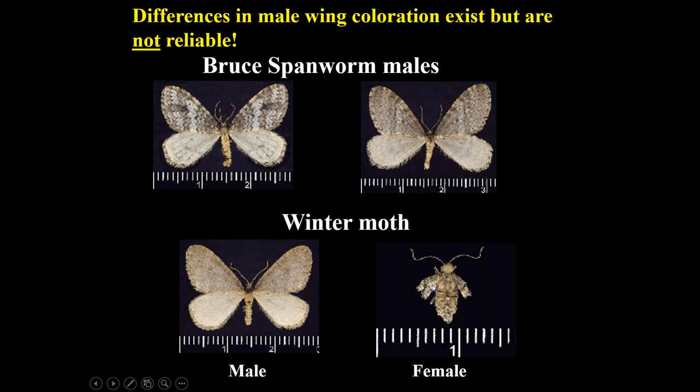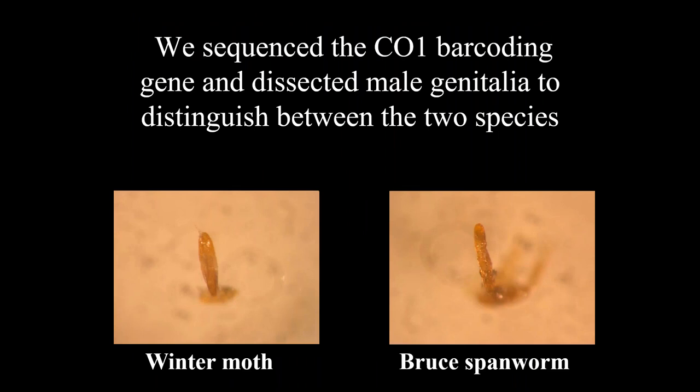Well, many entomologists use genitalia to distinguish species because the genitalia of many insects are quite distinct, even though the rest of the body looks quite similar. So that's true of these two species. This is the winter moth male genitalia and the Bruce spanworm. You can see they have slightly different shapes, but they're not that different. And my poor lab tech Jeff Bittner spent many days gazing at the genitalia of these moths, trying to distinguish between the two.